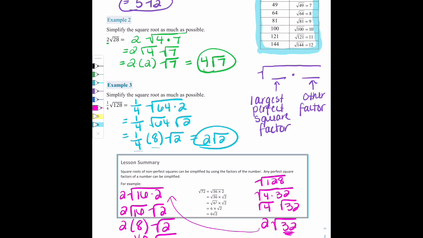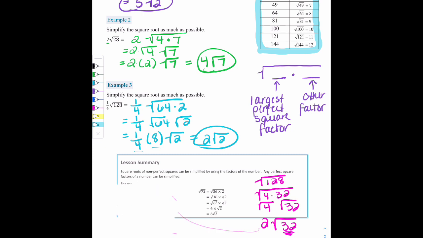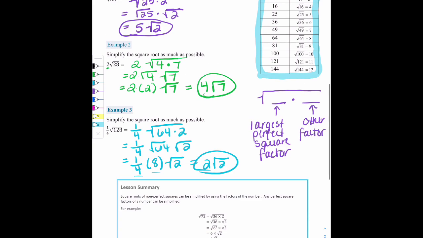So I just want to make sure you understand that you can get to the correct answer eventually, but you would have to repeat the process. So we really want to try and find the largest perfect square factor right from the start so that we do not run into that issue.